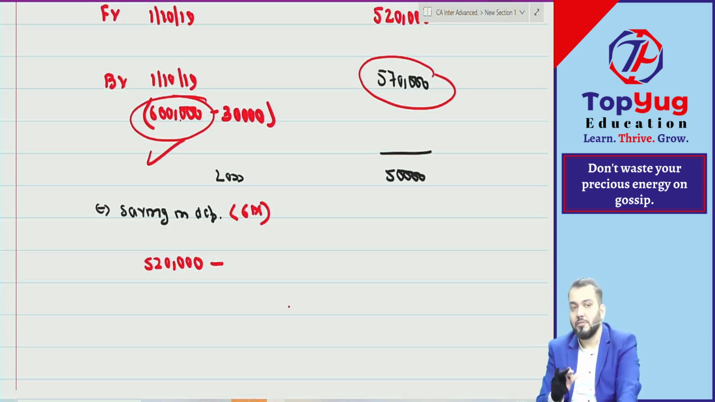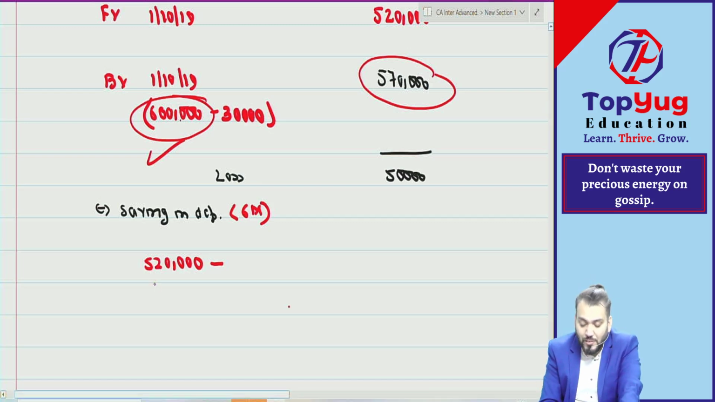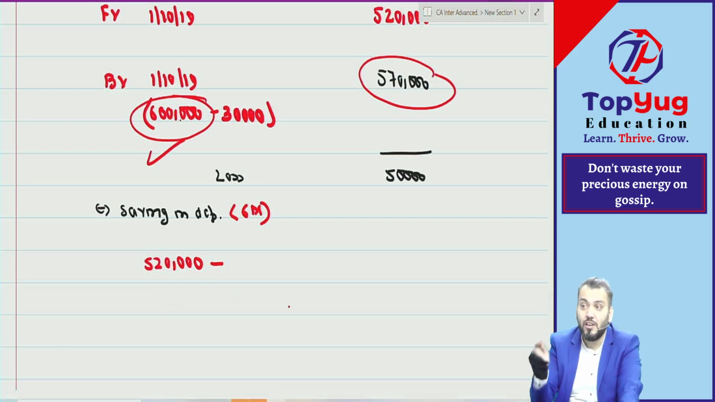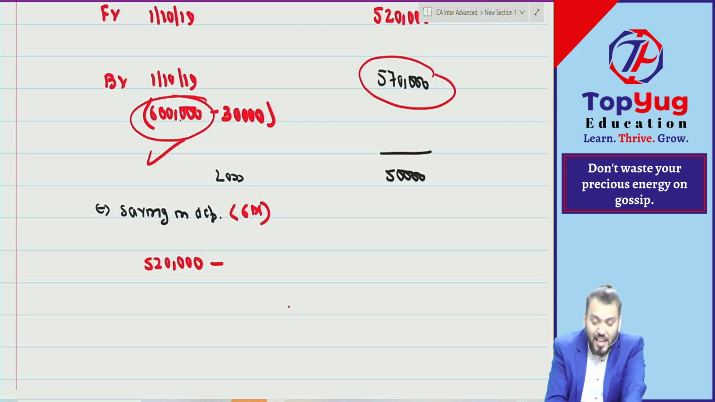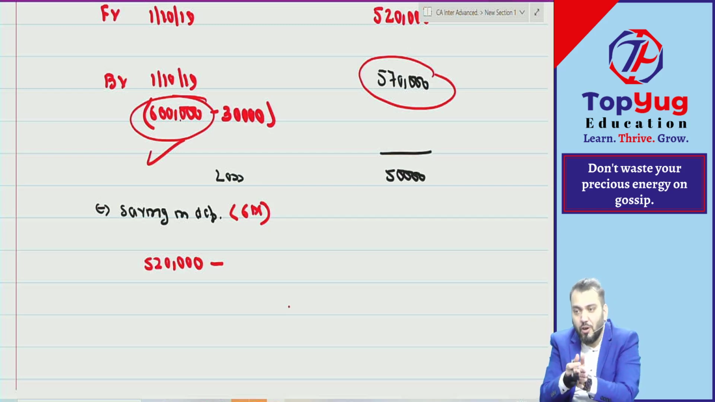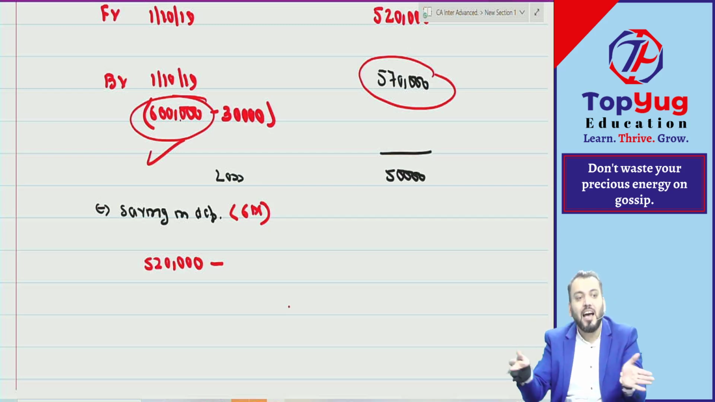Next working note will also be 0. Just try to understand what the concept was. The concept was what is the depreciation on fair value and what is the depreciation already charged. So depreciation already charged you have taken on 6 lakh at 10%. Are you applying it on 6 lakh or on 5 lakh 70? Depreciation which you have already charged for the entire year, that has been charged on which value?